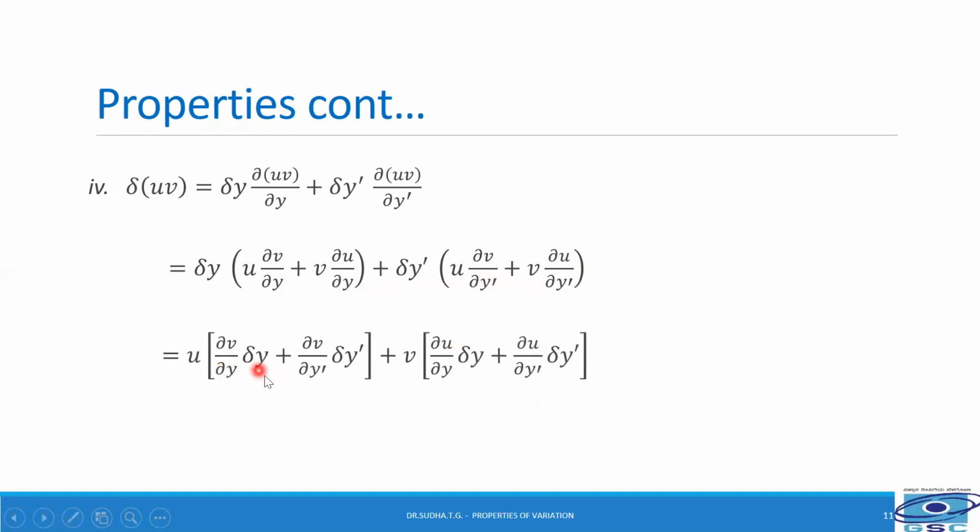Now let us collect the terms containing u and v separately and you get u into dou v by dou y into delta y plus dou v by dou y dash into delta y dash plus v into dou u by dou y into delta y plus dou u by dou y dash into delta y dash. So the expression within the square brackets is nothing but variation of v and here this is variation of u. Let us substitute that. You get u into delta v plus v into delta u and this is the required result.